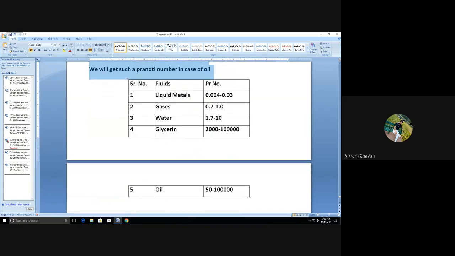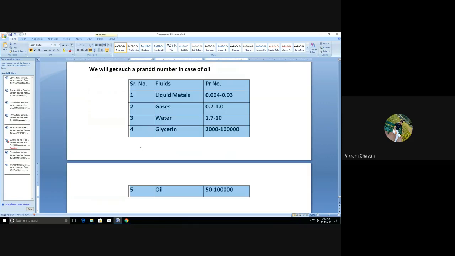Okay, so I have provided a list to you. You can write this serial number, fluid, and Prandtl number. First one is liquid metal, Prandtl number in between 0.004 to 0.03. Second one is gases, Prandtl number ranging in between 0.7 to 1.0.